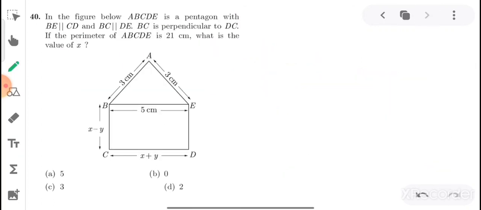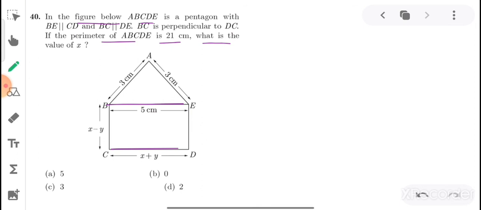Okay, this is the last question. In the figure below, A, B, C, D, E, this is a pentagon. BE is parallel with CD. BC is perpendicular to DC. If the perimeter of ABCDE is given 21 centimeter, what is the value of X?